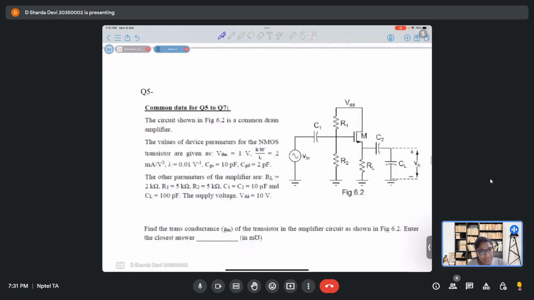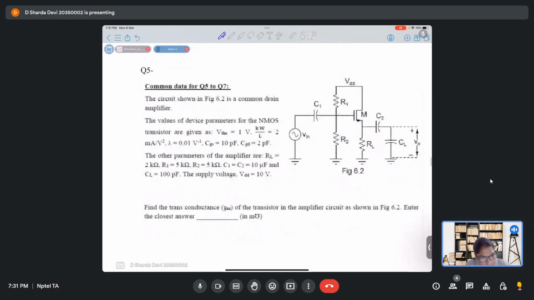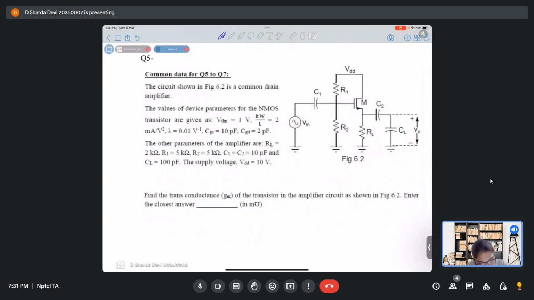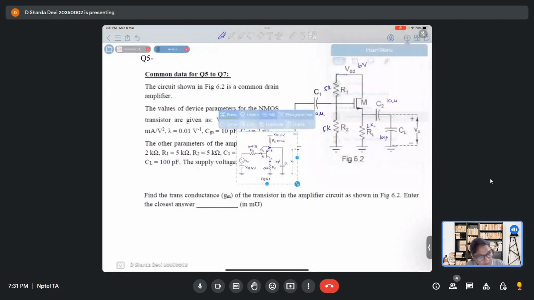This problem is based on MOSFET. So here R1 is 5 kilo, R2 is also 5k, C1, C2 are 10 microfarad, load is 100 pico, VDD 10 volts, RL is 2 kilo. These are circuit parameters. Next are MOSFET intrinsic parameters.